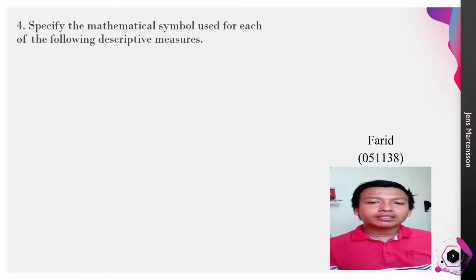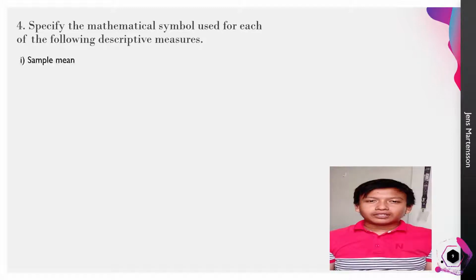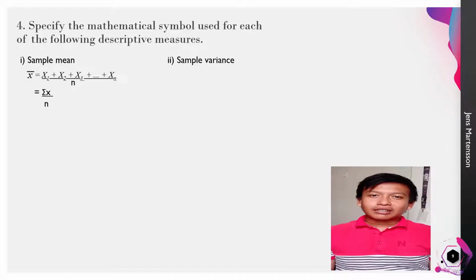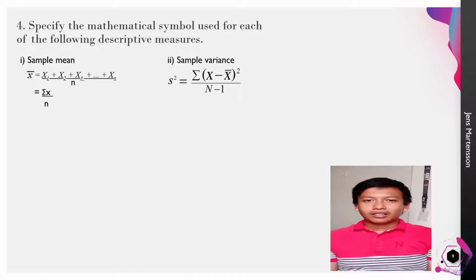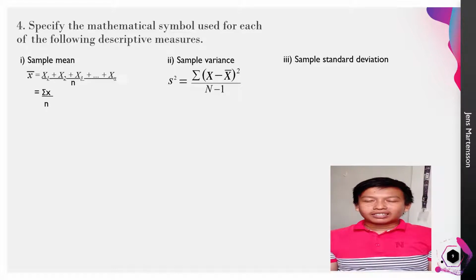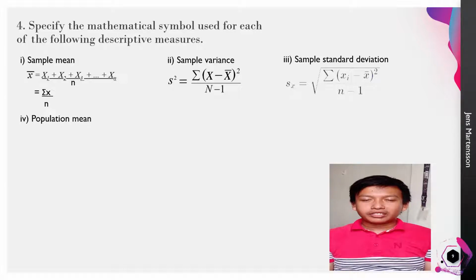Specify the mathematical symbol used for each of the following descriptive measures. The first is sample mean. The mathematical symbol is x bar. The formula is. Second is sample variance. The mathematical symbol is s squared. The formula is. The third is sample standard deviation. The mathematical symbol is s. The formula is.